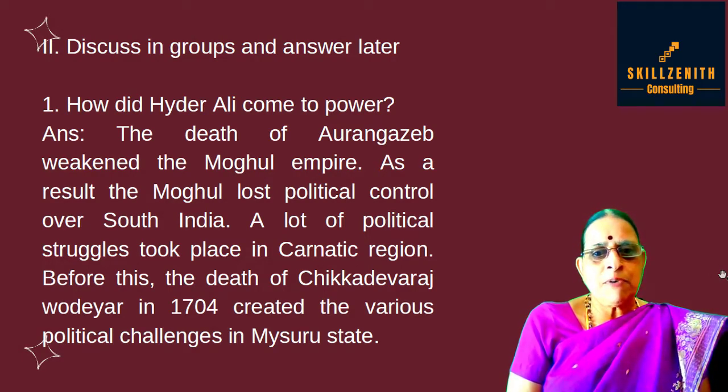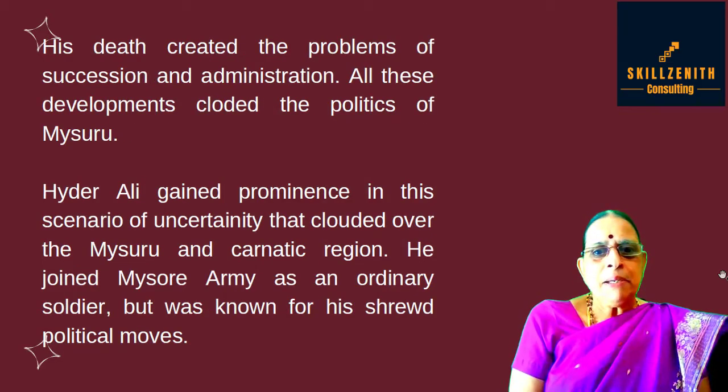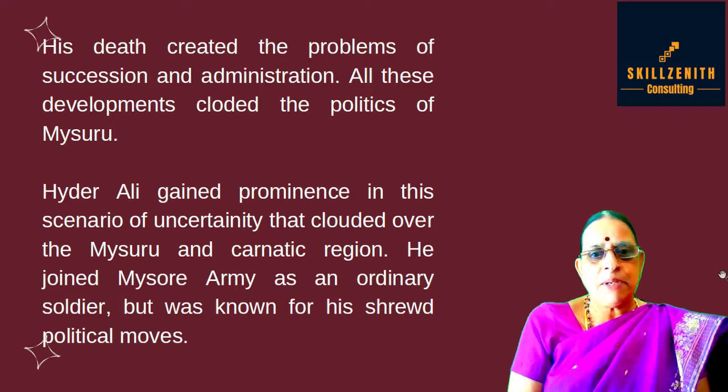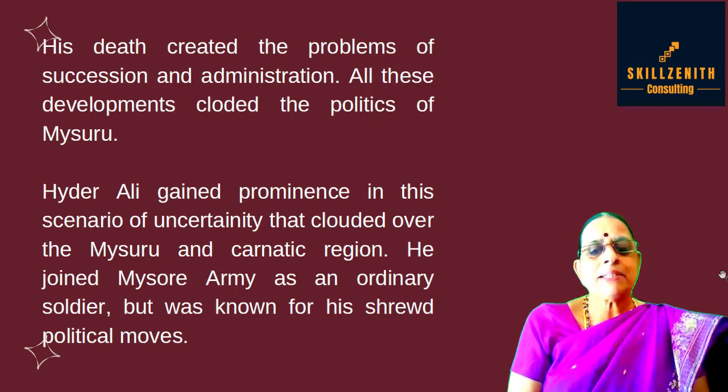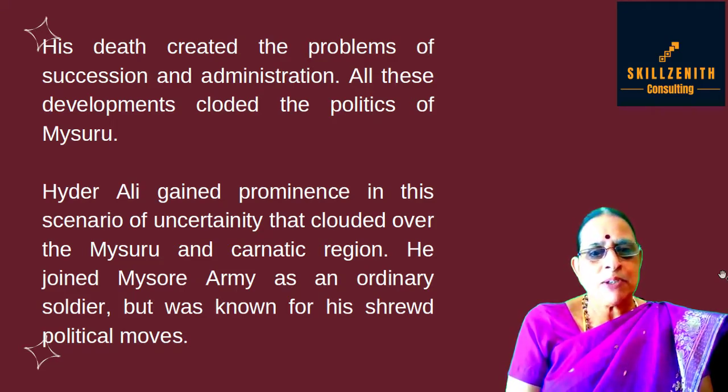Answer. The death of Aurangzeb weakened the Mughal Empire. As a result, the Mughal lost political control over South India. A lot of political struggles took place in Carnatic region. Before this, the death of Chikkadevaraja Wadiyar in 1704 created various political challenges in Mysuru state. His death created the problems of succession and administration. All these developments clouded the politics of Mysore.